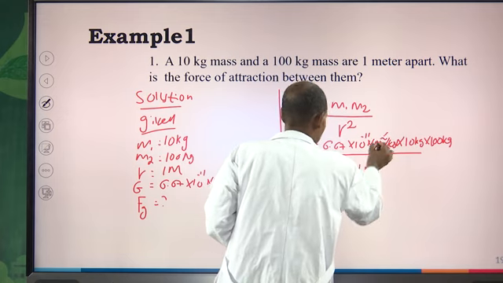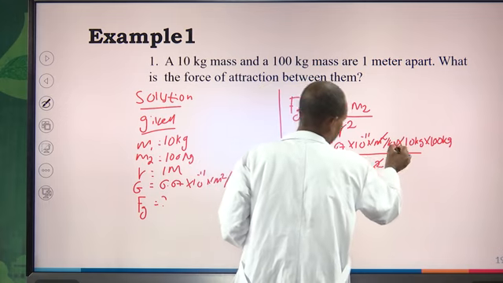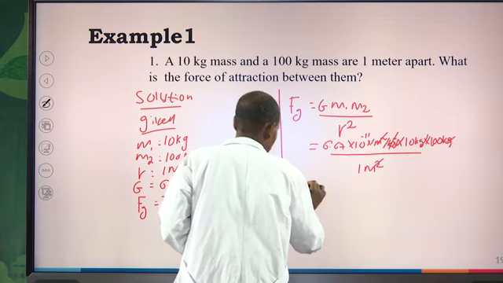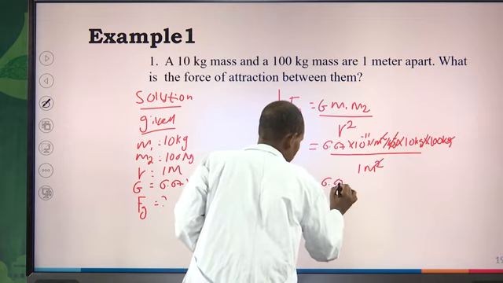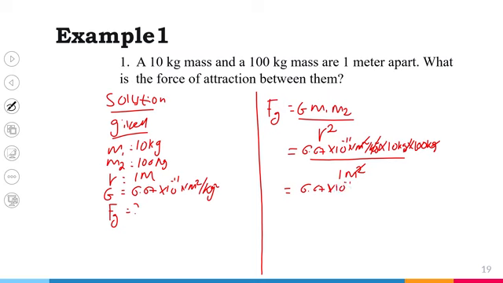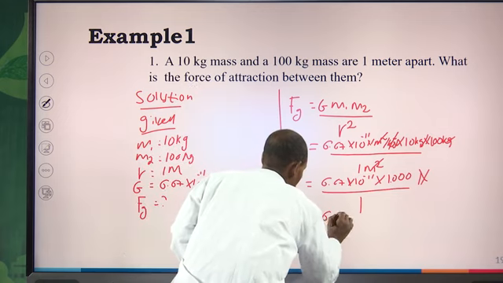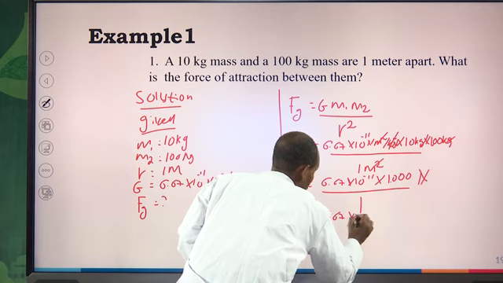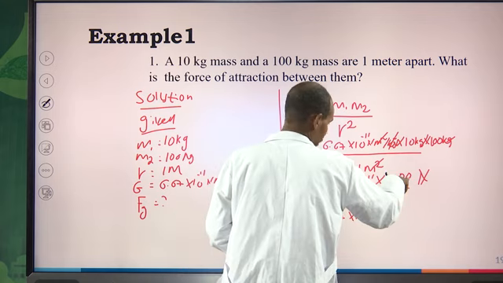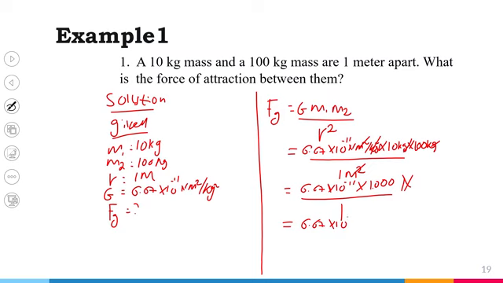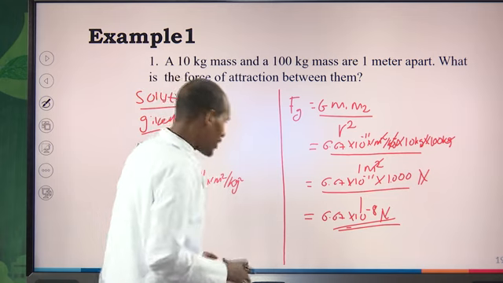So meter will be cancelled with meter, and the kilogram square will be cancelled with the 2 kilogram. Then we have 6.67 times 10 to the power of minus 11 times 1000 over 1. The remaining unit is Newton. Then the final answer is 6.67 times 10 to the power of, there is 3 here by the way, it becomes 10 to the power of minus 8 Newton. Look how very small this is.